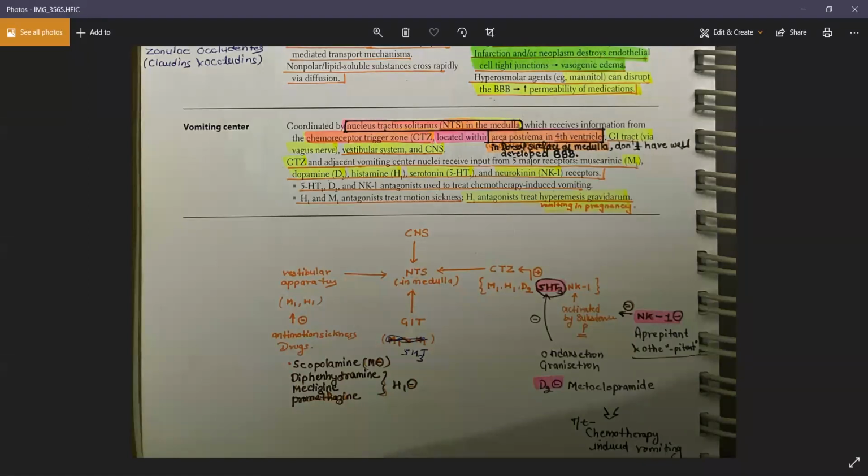Okay. Yes. So any doubt on this vomiting center?